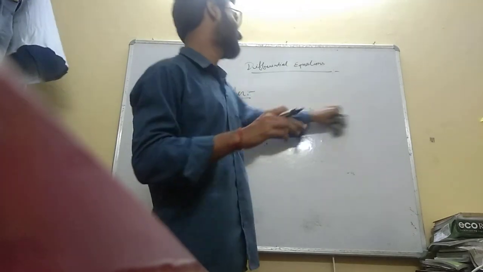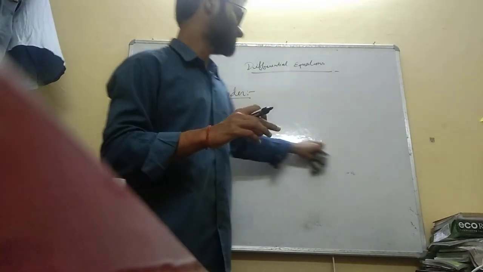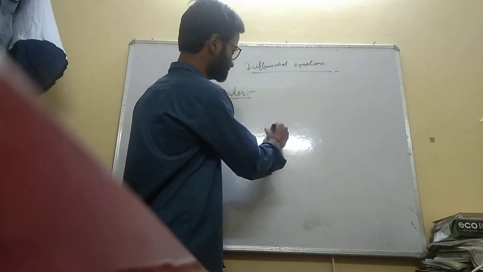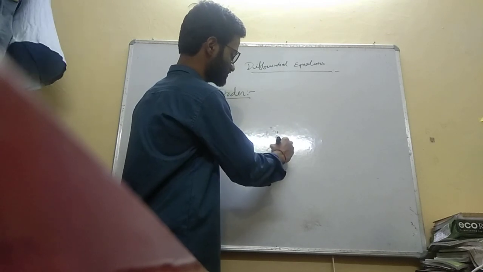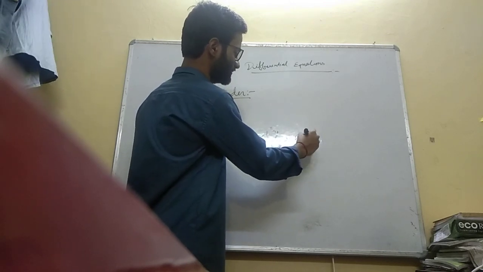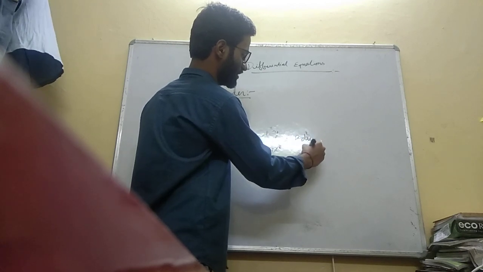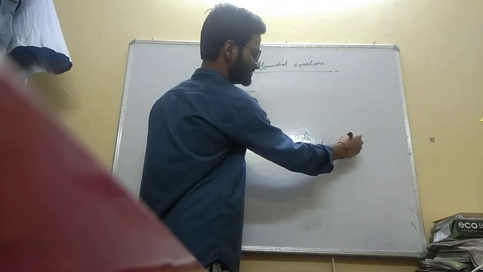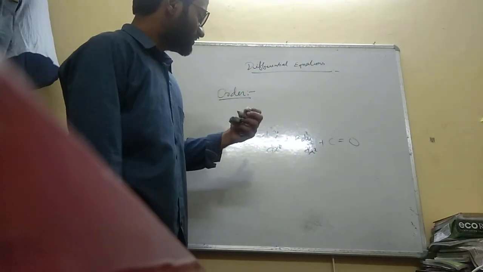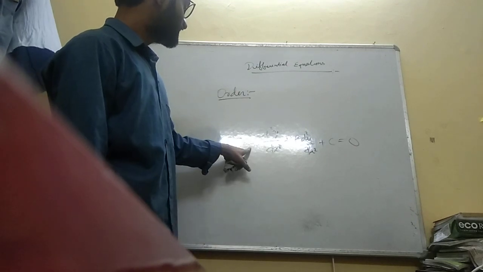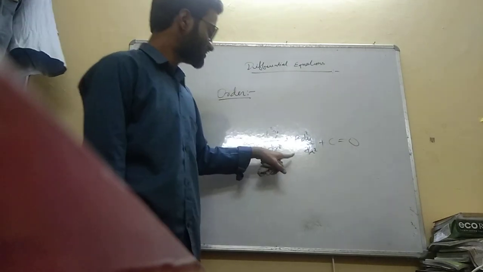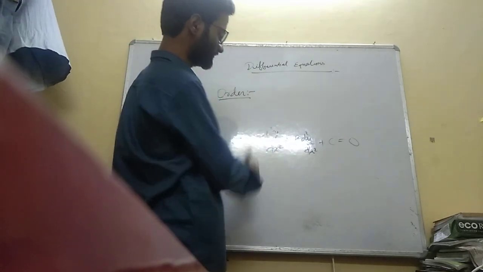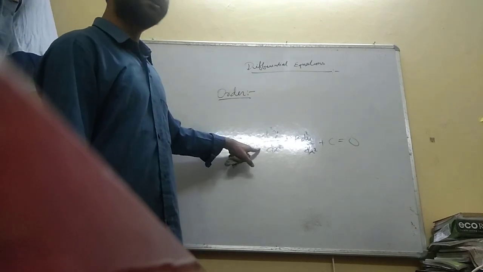So let's discuss the order. These are some examples which contain order 2. We can take another example like d cube y upon dx cube plus p d square y upon dx square plus c, or you can take anything, equal to 0. Now we want to discuss the order of this differential equation. So what can be the order? The highest order derivative is 3 here. So the order in this case will be 3.